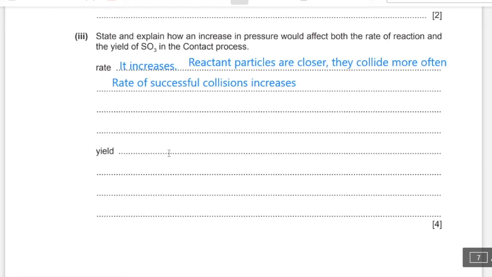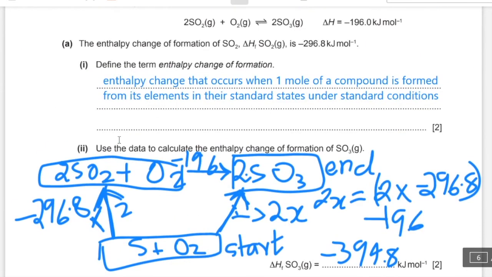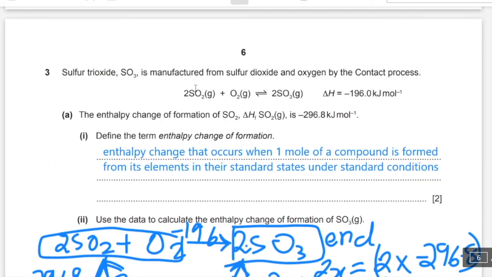And the yield in this case would also increase because whenever you are asked about yield, it has to do with the equilibrium. And according to Le Chatelier's principle, whenever a change is introduced, the equilibrium changes to oppose this change. And in this case, let me go back to the equation. So an increase in pressure always favors the side that has fewer molecules. As you can see over here, there are only 2 molecules of the product and 3 molecules of the reactants. So clearly the side with fewer molecules is the right hand side, or the side of the product.